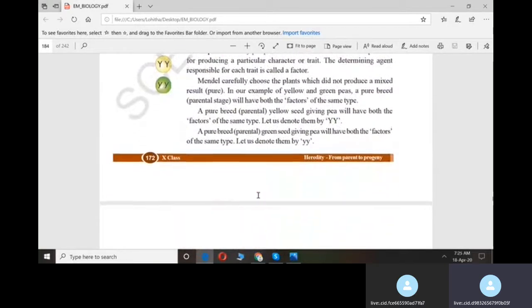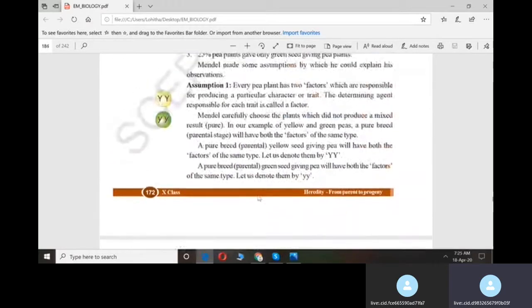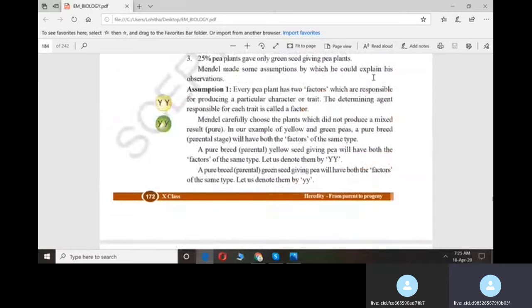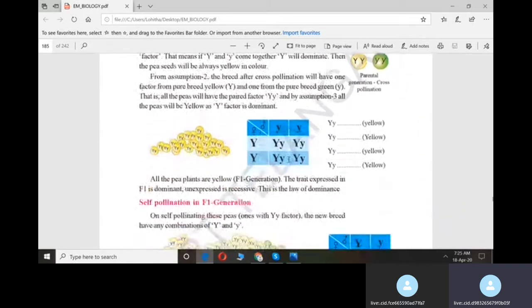Now, I just told you what heterozygous and homozygous are. He has taken three assumptions. Assumption one: factors are responsible. One shows the dominant character, and the other shows the recessive character. Assumption two: during reproduction, one factor from each parent is taken, capital Y or small y, one by one. Assumption three: in the F1 generation, the color that is expressed is called dominant, and the one that is not expressed is called recessive. Okay, understand? I think you have understood this.